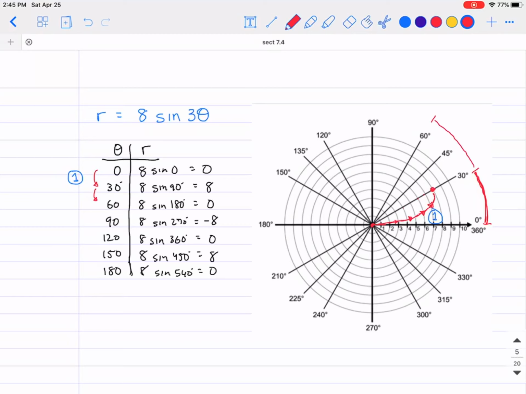Next, afterwards, we look at what happens from 30 to 60 degrees. So that is looking at from this part all the way to this part. Your radius is going to go from 8 to 0. So that means from that point that we just went to, we're now going to go back to the origin. So the rotation is from 30 degrees to 60 degrees, which means we're now graphing within this arc that I just drew.